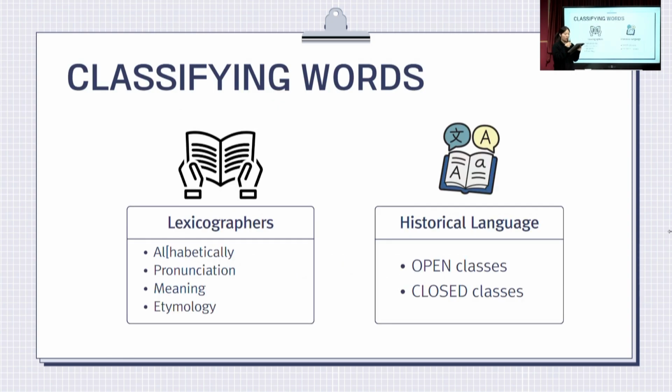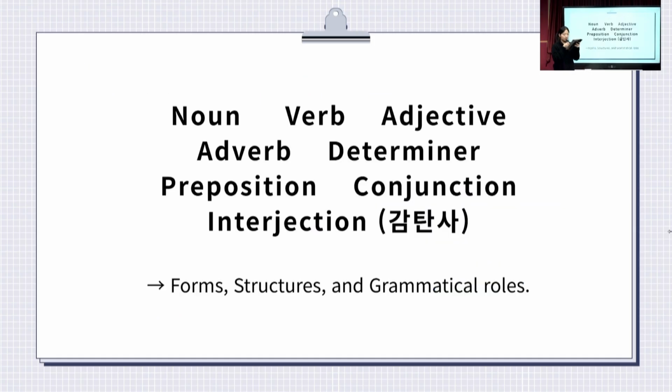There are various ways to classify words. For instance, lexicographers, people who make dictionaries, arrange words alphabetically and record their pronunciation, meaning, and sometimes their etymology. Meanwhile, those who study historical language often divide words into open classes and closed classes. And in this book, following ancient grammatical tradition, words are divided into these 8 classes.